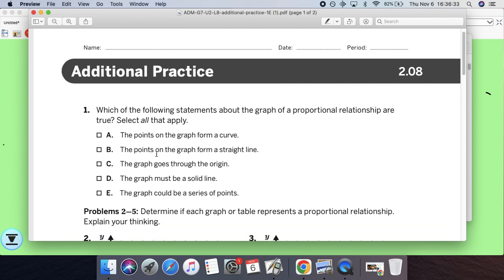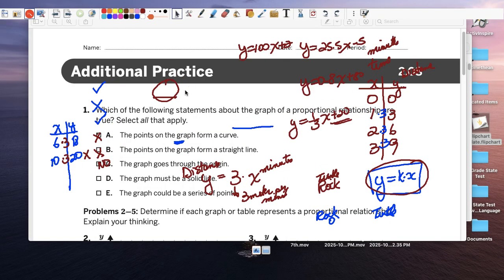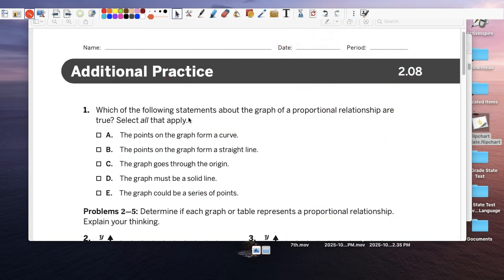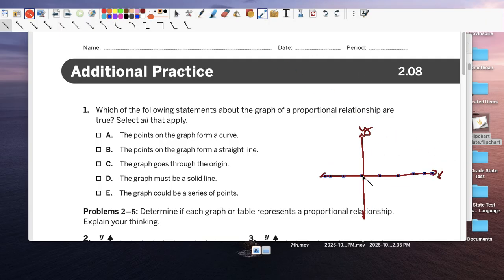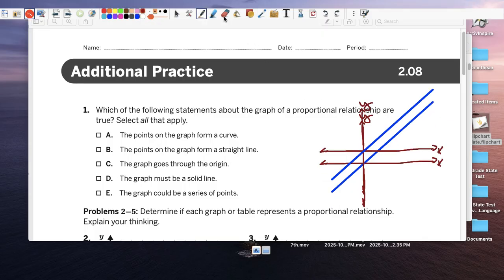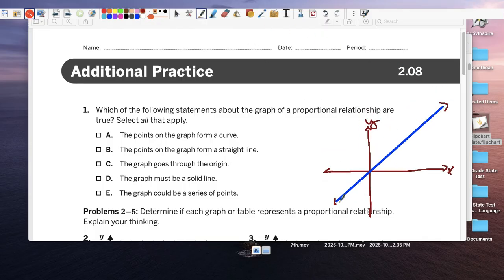Okay, and let's talk about this. Select all the true statements of the graph of a proportional relationship. So let me draw a graph here. Here's my x and y coordinates. In order to be proportional, we know two things. It has to go through 0, 0. Actually, you know what? I'm going to draw a line like this. It has to go through the origin, right? And it has to be a straight line.